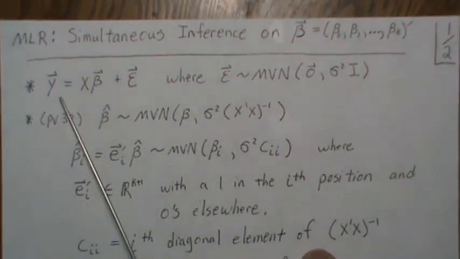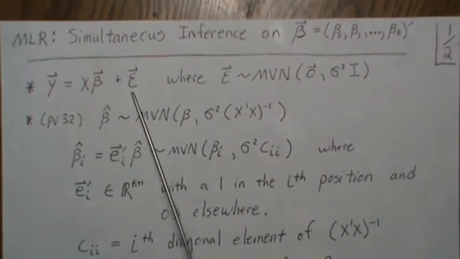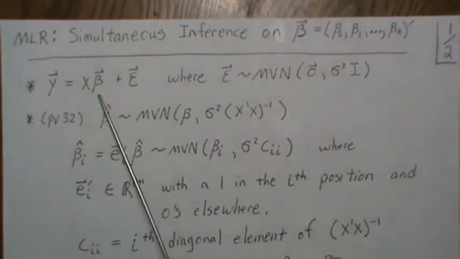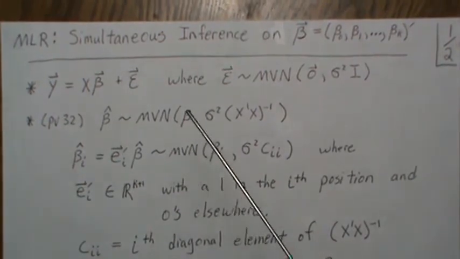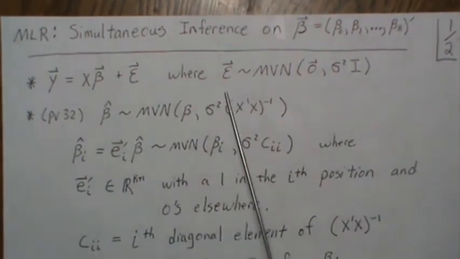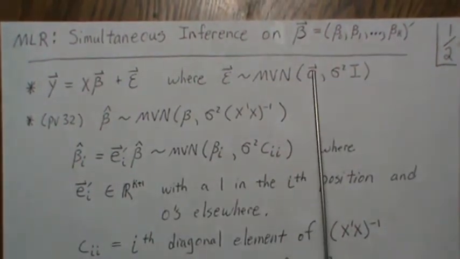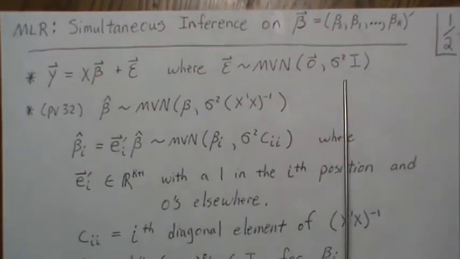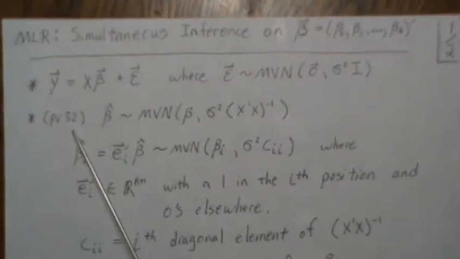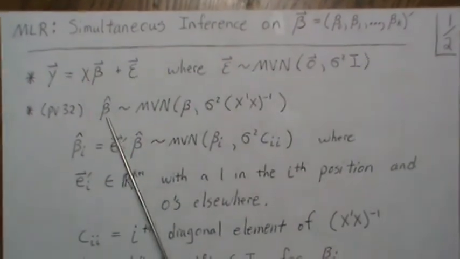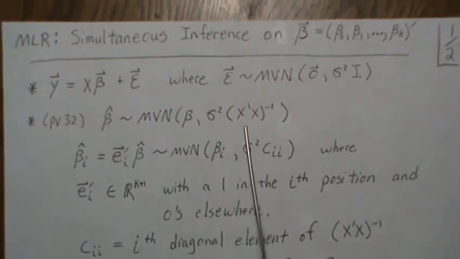So here we assume that our regression model is y is equal to X beta plus epsilon. And this is the error term, and this is a k plus 1 by 1 vector. Since we're going to make inferences, conduct confidence intervals, etc., we need a distributional property. We're going to assume that the epsilons are multivariate normal with mean vector 0, variance covariance matrix sigma squared I. So in previous video 32, we showed that beta hat was multivariate normal with mean beta and variance covariance matrix this.